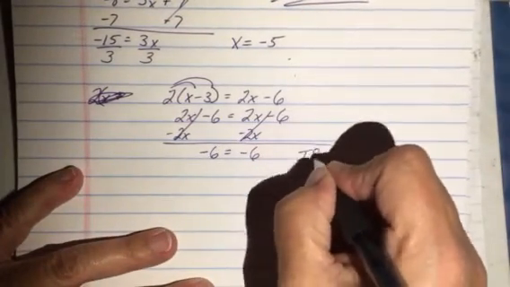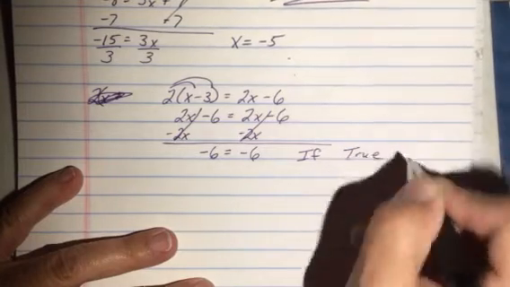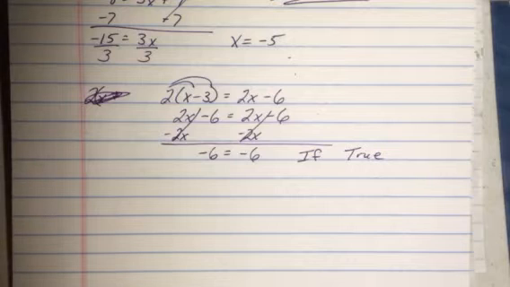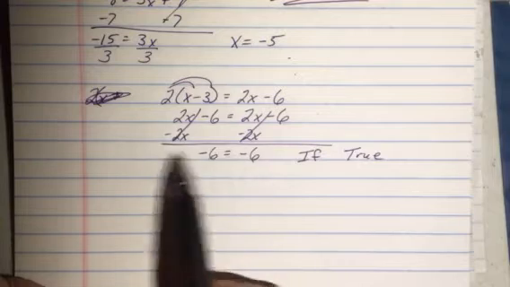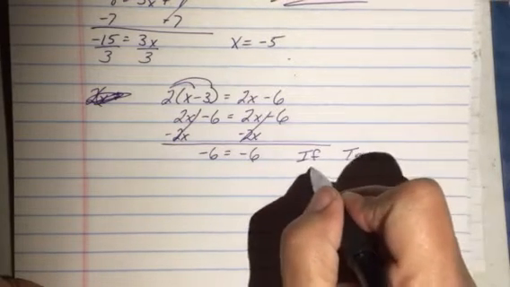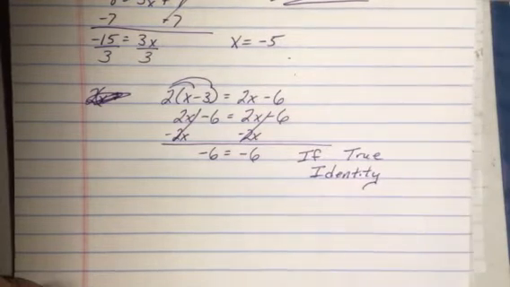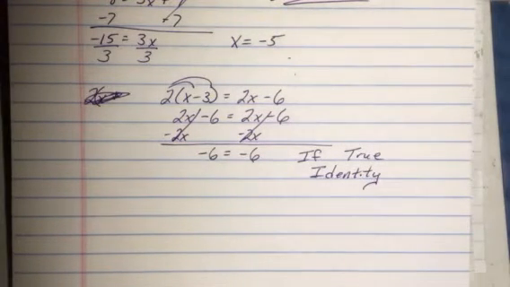If you get a true statement, and it doesn't have to be just negative 6. It could be 3 equals 3, 5 equals 5, negative 10 equals negative 10. As long as this is true, what you have is a special case called an identity. That means that any value of x that you plug in will work. Any value works with an identity.